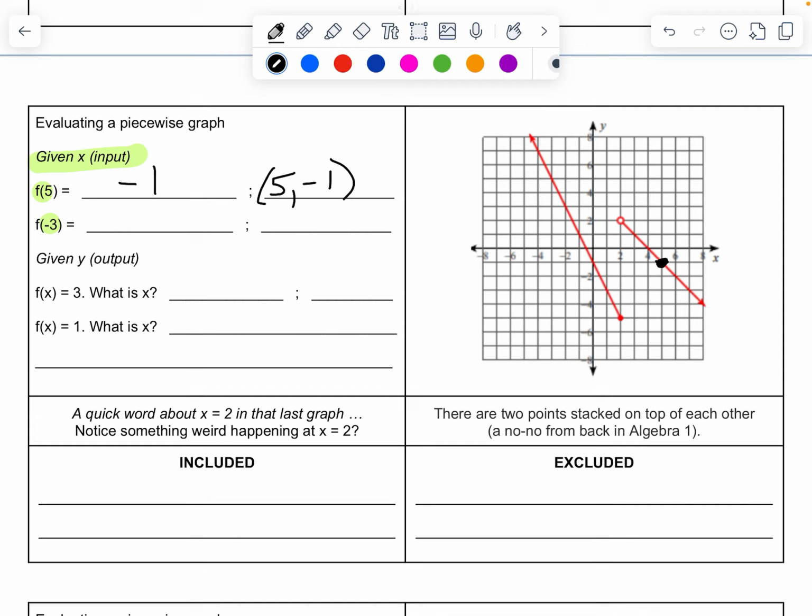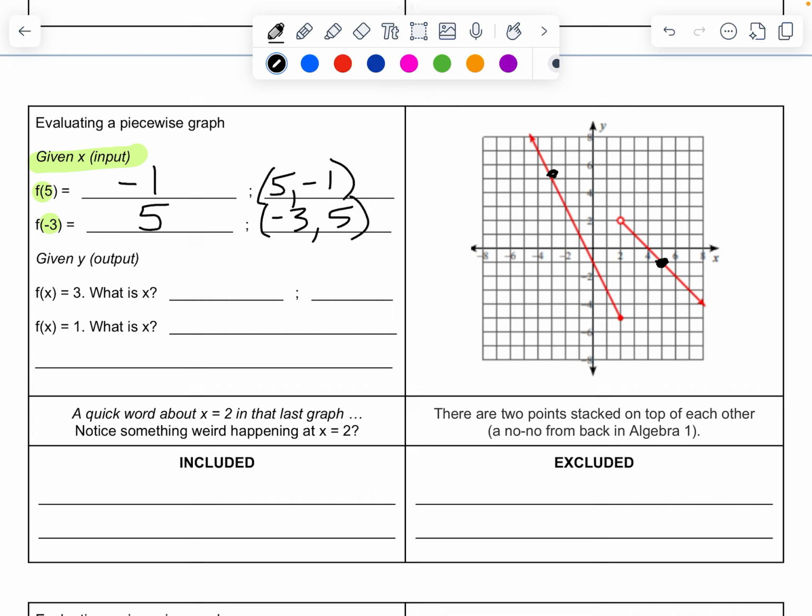Fantastic. Where's the x value at negative 3? It looks like it is right there. There we go, a little bit better. And that y value at that location would be at 5. So I just highlighted the point negative 3 comma 5.